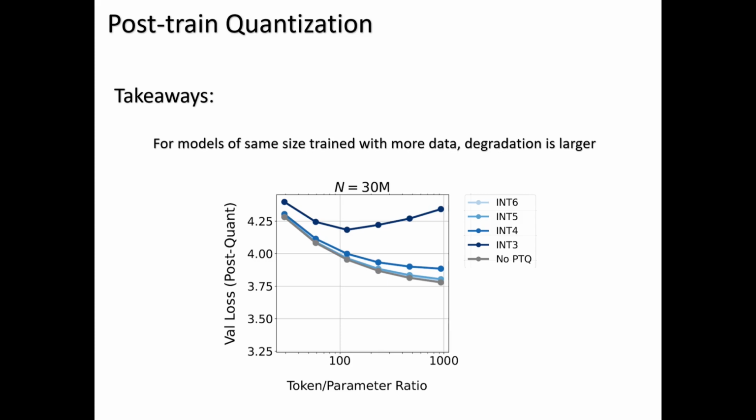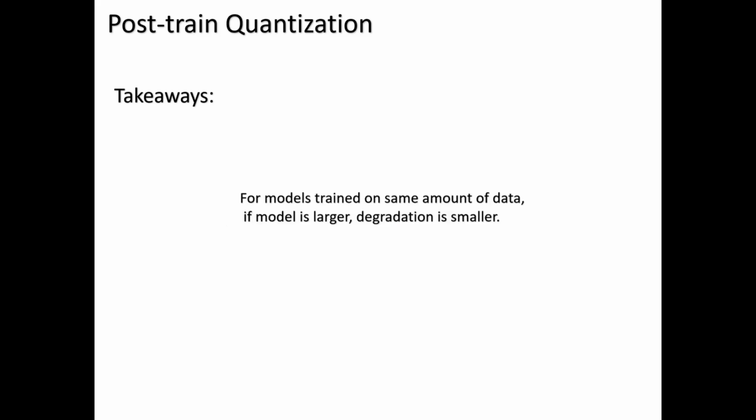And another takeaway is that for the model trained on the same amount of data, if the model is larger, the degradation is smaller. That means when the model is less overtrained, the degradation of validation loss is smaller from the quantization.